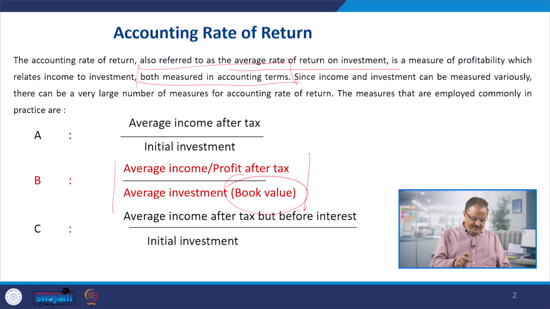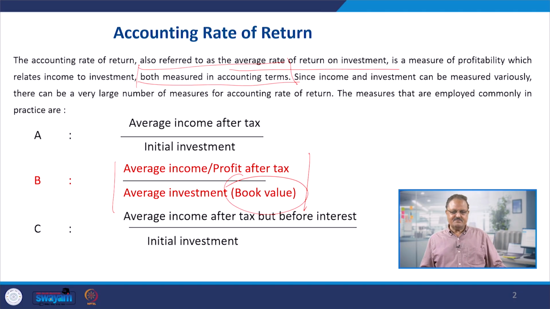But the most appropriate which I find here is the second one, B. So there we will take the average profit. How to calculate the average profit I just told you, and average investment also I explained it to you. And finally, you can divide the average profit after tax by the average investment, and whatever rate comes to us, that would be the accounting or average rate of return.